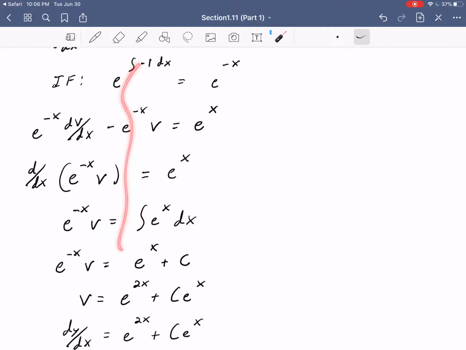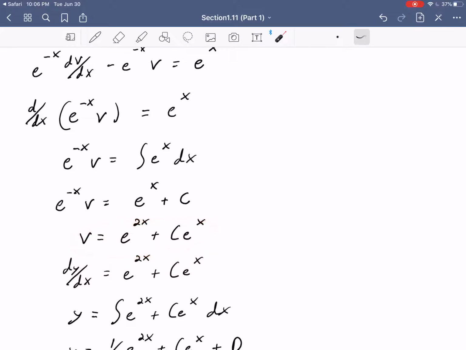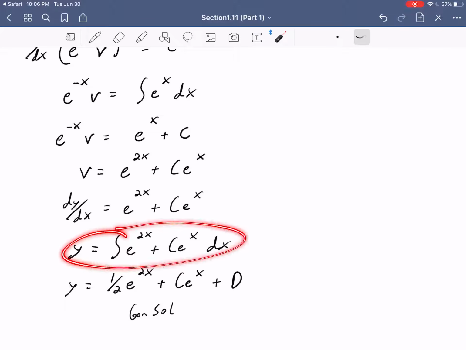We went through all that, got down to here, solved for v, undid the substitution. Unfortunately, it's not just an algebraic substitution, so after we undid the substitution, we still had to integrate one more time, and that gave us our general solution.